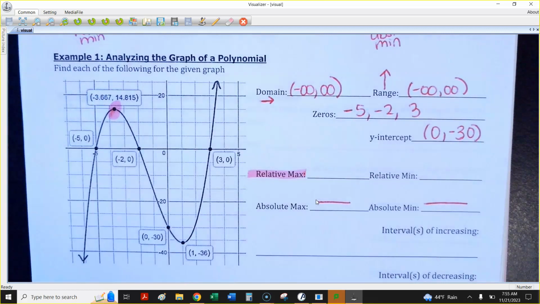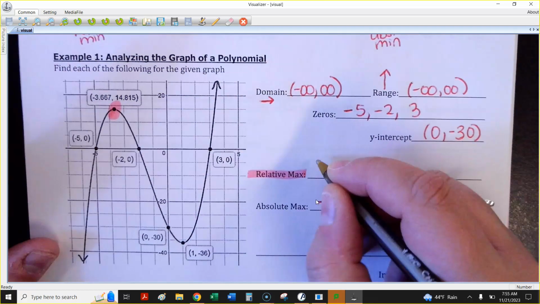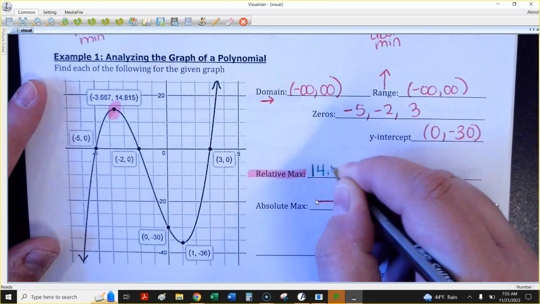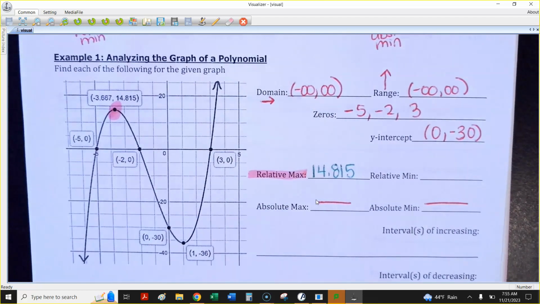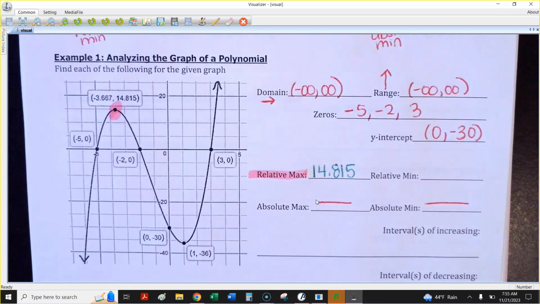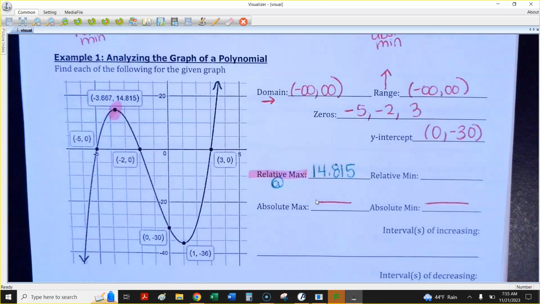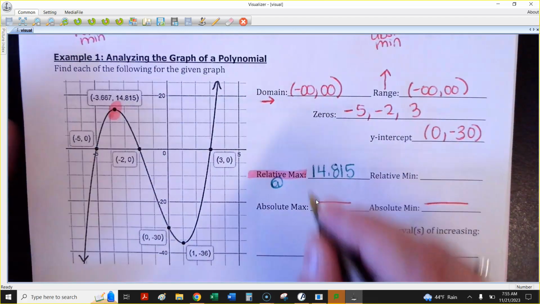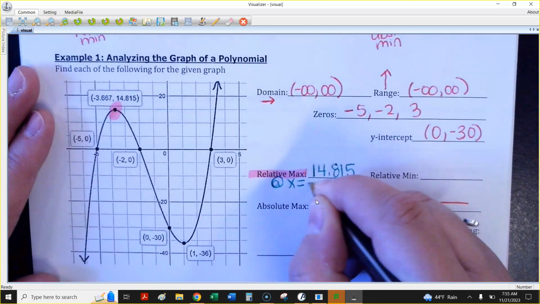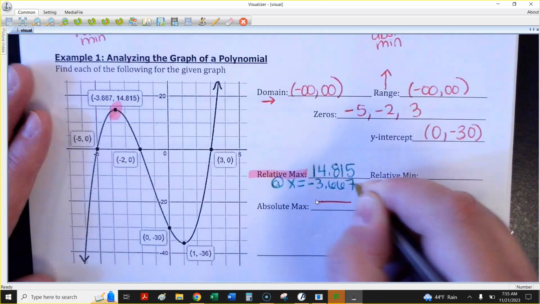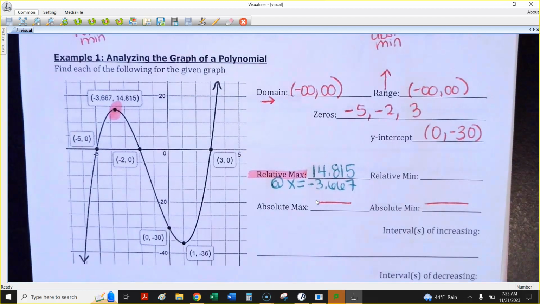Now, when you write it, what you do is you write down the y value. So I'm going to write that 14.815. That's the y value. Okay. Now, what you can do, and they do this in the pre-calc and trig, and they say that that occurs at the x value of, so I'm going to say at x equals -3.667. Sorry, we got a lot of decimals on some of these points on the graph today, but that's what we would say for the relative max. The actual max is that 14.815, and it occurs at the x value of -3.667.